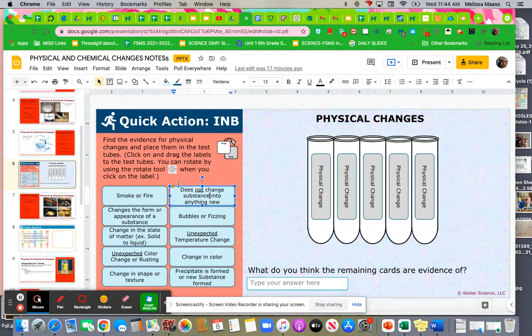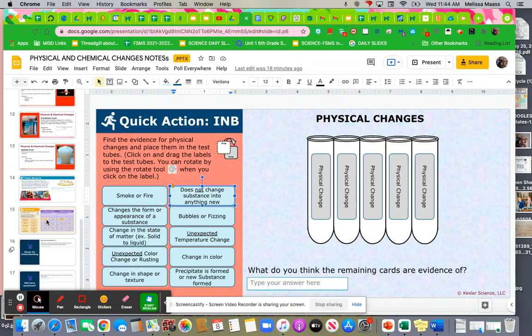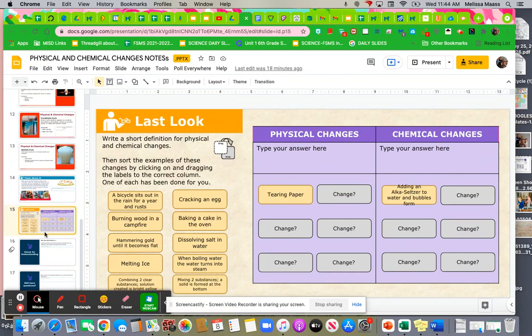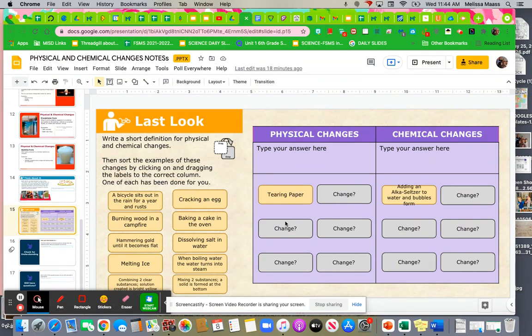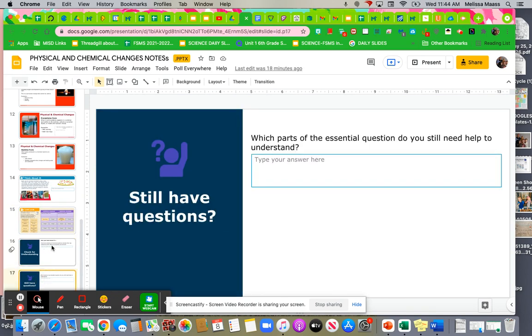It says then, for the ones in the red box, what do you think the remaining cards are evidence of? You either type in physical or chemical change here. So when I see you on Friday, we'll go over this page and then this page and just answer the ending question. If you want, you can work on the rest of your notes, this page, when you're done with the other one, and read the directions here, and then you can answer the last two questions.